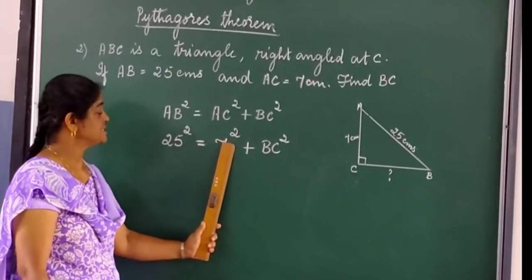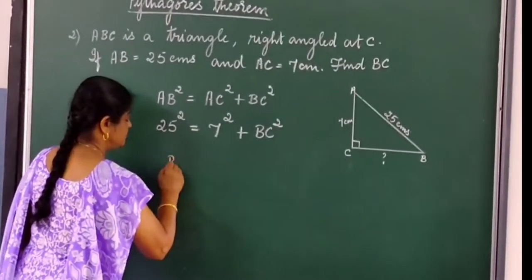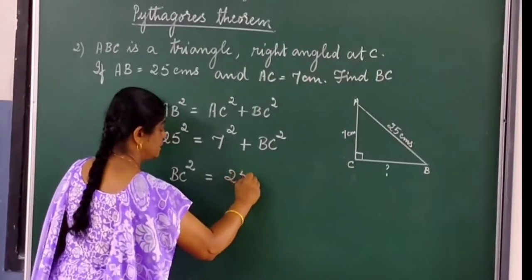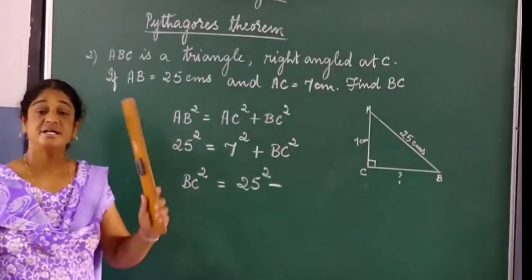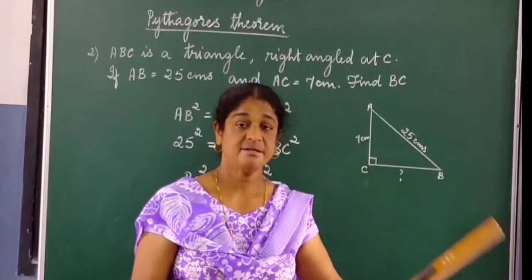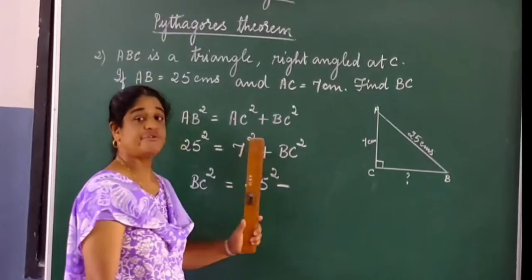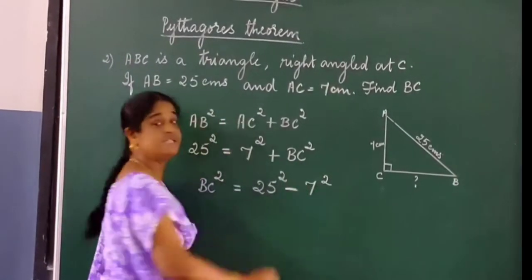You have to take this 7 square to the other side. So you will get BC square is equal to 25 square minus 7 square. When it changes the side, you have to change the sign also. So 7 square will become minus 7 square. Now we will simplify.